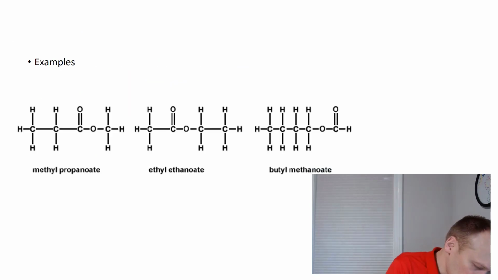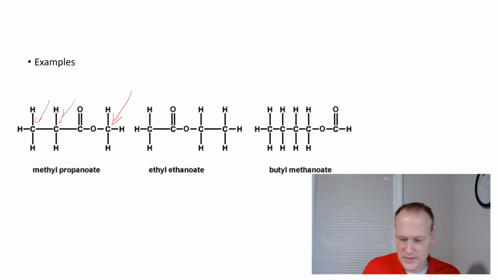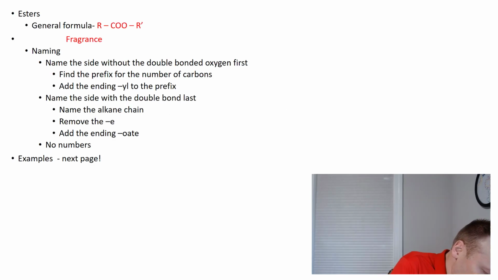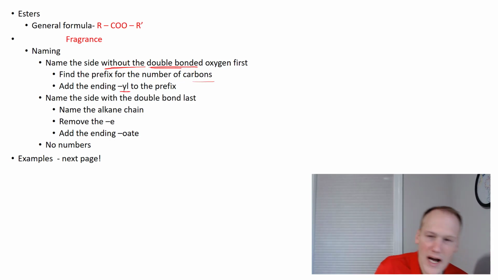If you look here at the examples, you can see here's the carbon double bonded to an oxygen, and then there's another oxygen that's within the chain. So we have a short side with only 1 carbon, and then we have a longer side with 2 carbons. We're going to name the side without the double bonded oxygen first. We're going to find the prefix based on the number of carbons, and we're going to add YL to the end. Then we're going to name the side with the double bonded oxygen, and we're going to change the ending of that side with OATE.